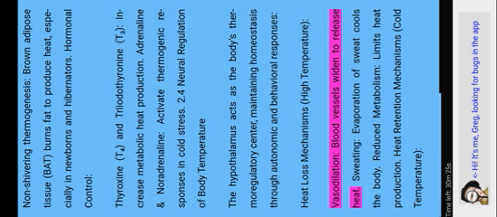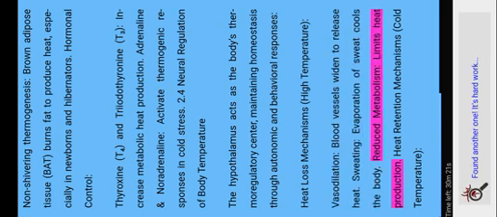Blood vessels widen to release heat. Sweating. Evaporation of sweat cools the body. Reduced metabolism. Limits heat production. Heat retention mechanisms. Cold temperature.